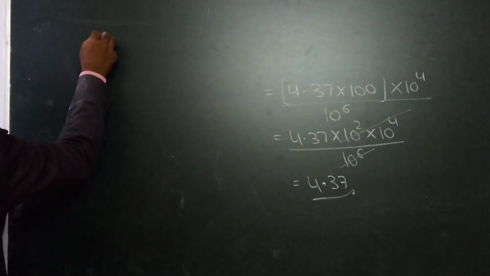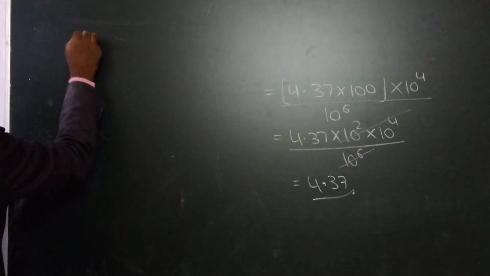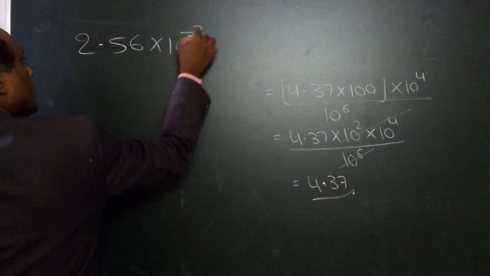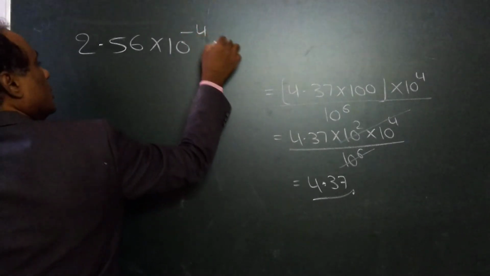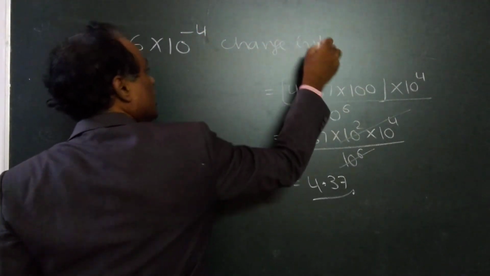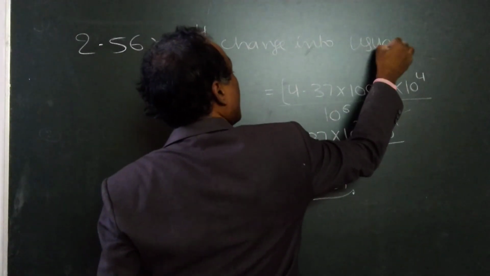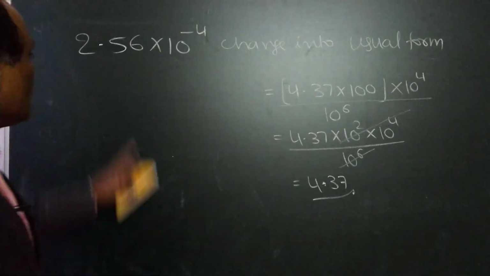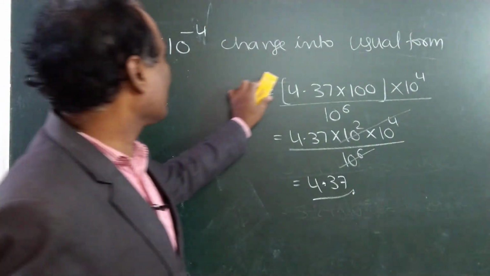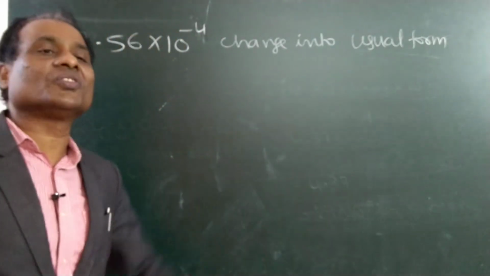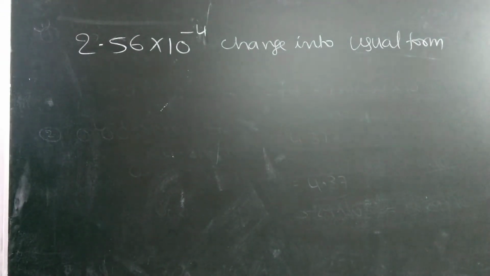See here. Change into usual form, normal form, not standard form. This is in the standard form already. 2.56 into 10 to the power of minus 4 is in the standard form. So change it into usual form. Very difficult. See here.